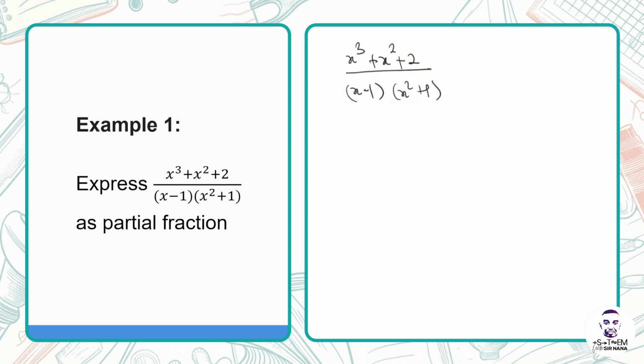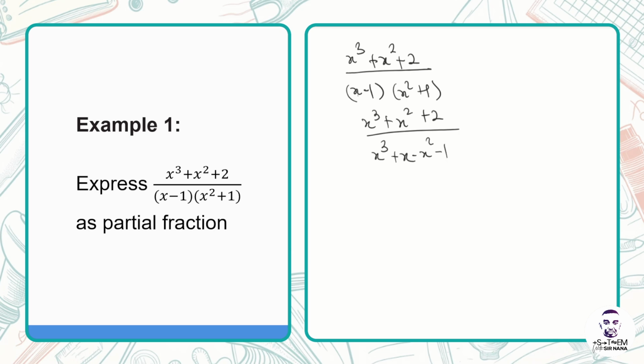To be able to do that, just by inspection, we can see that when we expand the denominator, we get a power that is of the same power as the numerator. So let's expand the denominator. We have x cubed plus x squared plus 2 all over: x multiplying x squared will give us x cubed, right? X multiplying 1 will give us plus x. Negative 1 multiplying x squared will give us negative x squared. Then negative 1 multiplying 1 will give us minus 1.